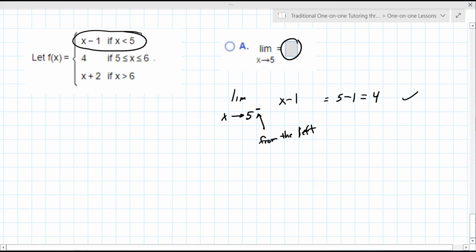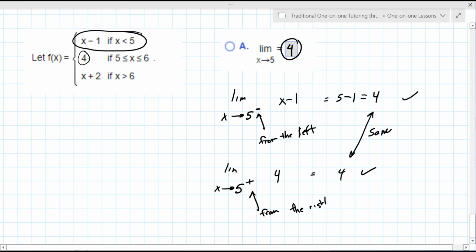Then we want to find the limit as x approaches 5 from the right. So this right here means from the right. It's a plus, sorry, it's a really bad plus. So let's make it better, plus. And then you want to use the one that's greater than 5, which is this one right here. The function is just 4. And these are the same, which is what you want. So the answer is 4.